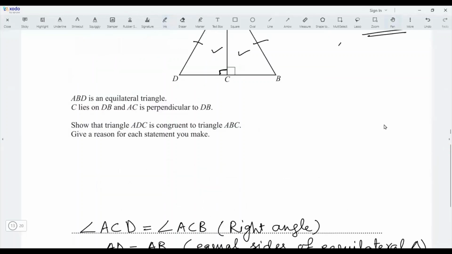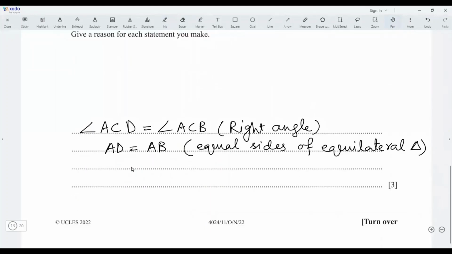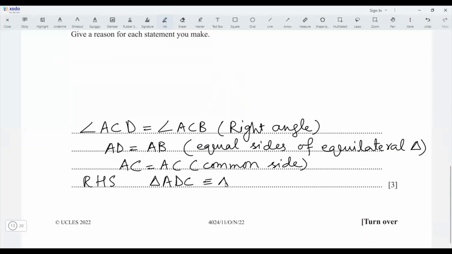So we have shown two of the things, the right angle and the hypotenuse. What about the other side? For the other side, you can see AC is common in both of the triangles, because if the length is common, this means that both are equal. So AC equals to AC. We can write down the reason as common side. So the third condition is also proved here. So you can see through RHS, triangle ADC is congruent to triangle ABC.